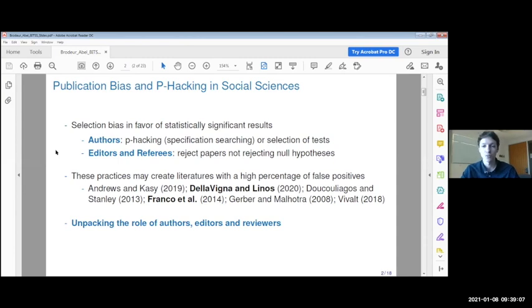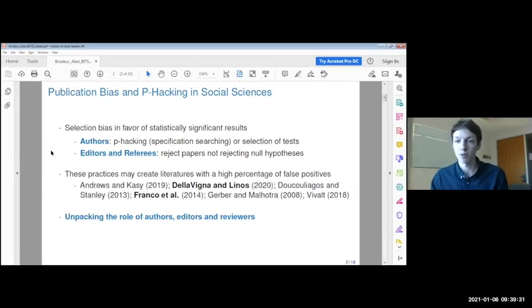To my knowledge, there's really only one other paper that has managed to do a bit of that, and it's Franco and co-authors. This is a well-known paper, published a couple of years ago. It's my favorite paper that has been written on publication bias over the past 10 years. They do not have data for a journal, but they do have papers that they follow over time. Some of them are submitted, some of them are not submitted, but they all receive a grant. Whereas here, we're going to be able to look at papers that are actually submitted to an academic journal, and we're going to know whether they were rejected or accepted. This is how we're going to be able to unpack the role of authors, editors, and reviewers.